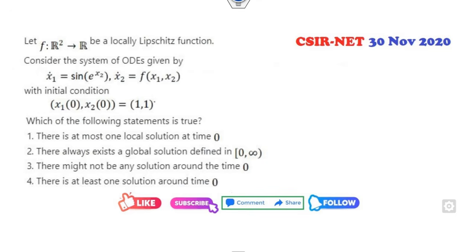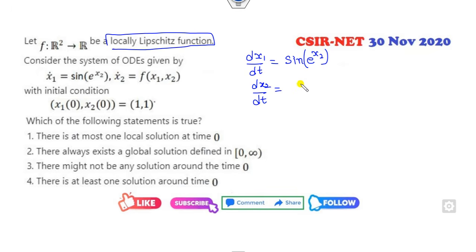Okay, look at this another one. f is a locally Lipschitz function. The system of equations is dx, it will be sine of x2, and this will be any function which satisfies this condition. Which of the following is true? Okay, there always exists a global solution.